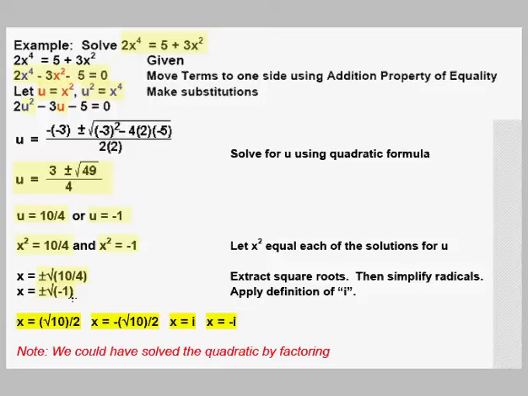Well, the positive square root of 10/4 simplifies to the square root of 10 over 2, and the negative square root of 10/4 simplifies to negative square root of 10 over 2, because that square root of 4 turns into a 2. Plus or minus the square root of negative 1 meets the definition of i. We get x equals i and x equals negative i. And yes, we could have solved this equation by factoring.